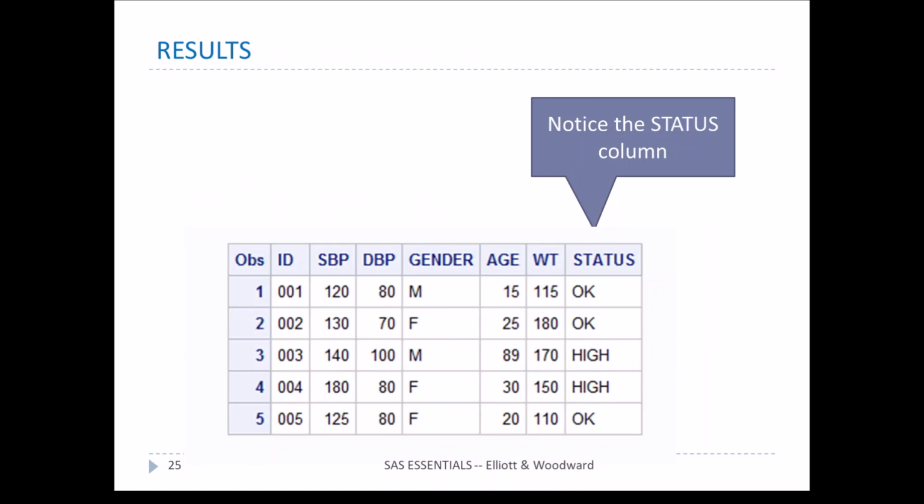So we run that program, and notice here we have a new column called status, and we can quickly identify that ID 3 and 4 have high blood pressure.